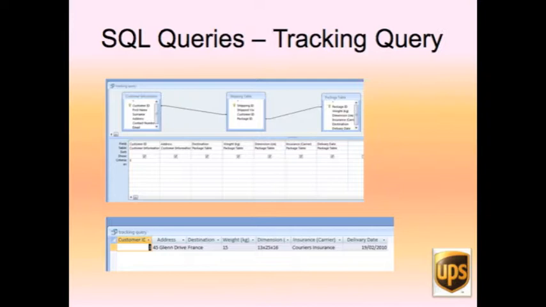In the table, you can see where the delivery is going as well as which company insures the package and its details shown as weight and dimensions. In this case, customer ID 3 has one package being delivered to France and will be delivered by the 19th of the 2nd, 2010.